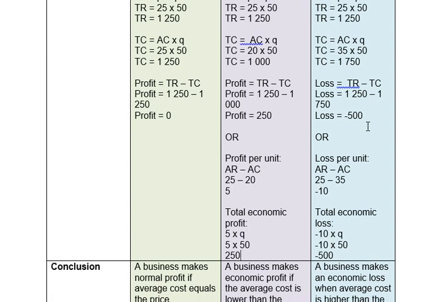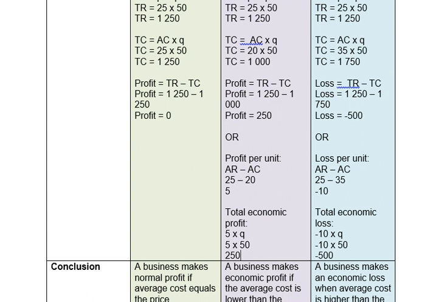Or if you use the alternative method, then it is average revenue minus average cost. Average revenue equals the price. Price was 25 Rand, minus your average cost, which was 35 Rand. That gives you a 10 Rand loss per unit. But we are not producing just one. We are producing 50. So that means a 500 Rand total economic loss.